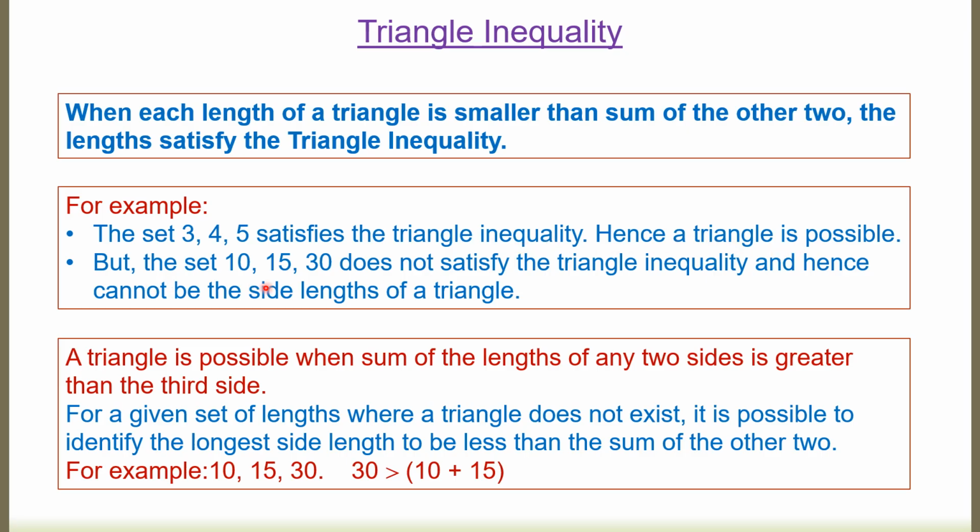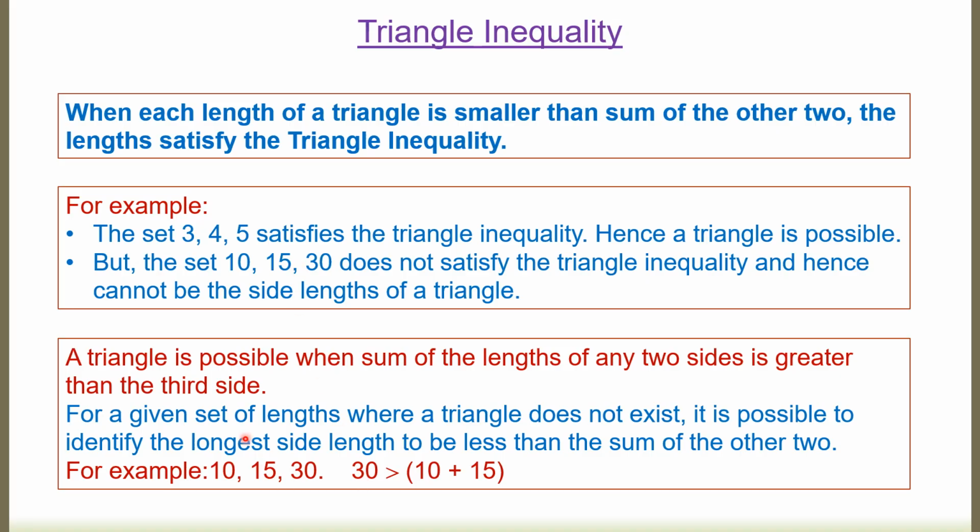But let me see this one. Here 10, 15 and 30. 10 plus 15 is not greater than 30, but 30 plus 15 is greater than 10, and 10 plus 30 is greater than 15. So it does not satisfy the triangle inequality, and hence a triangle cannot be constructed with these side lengths.